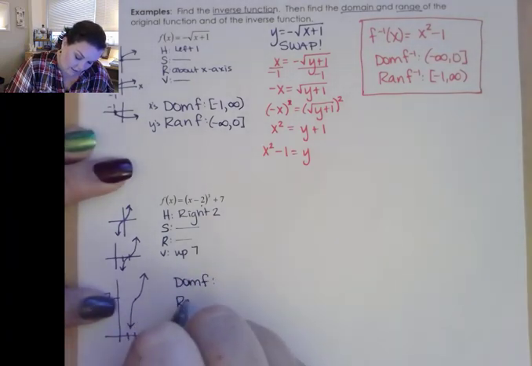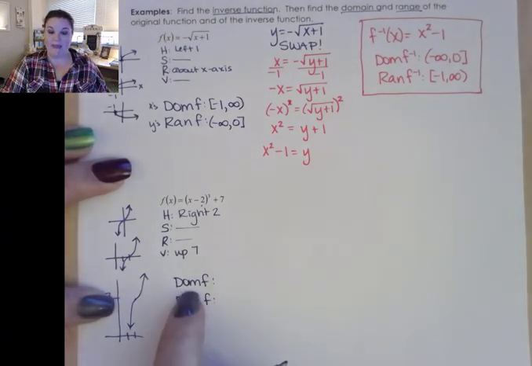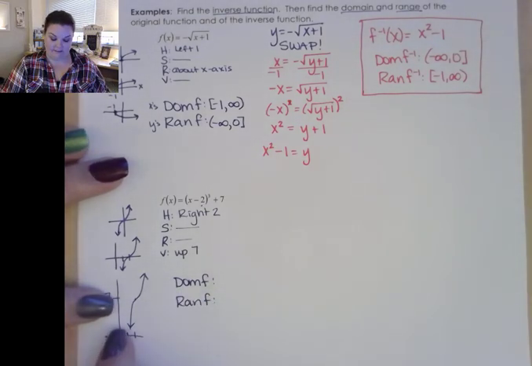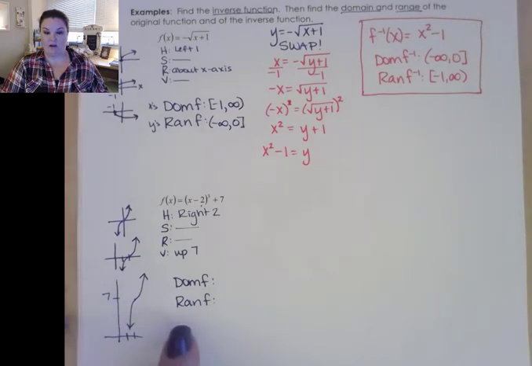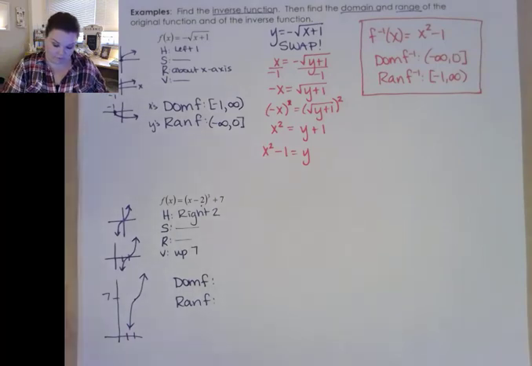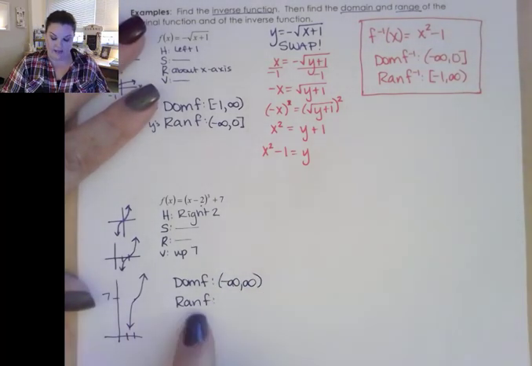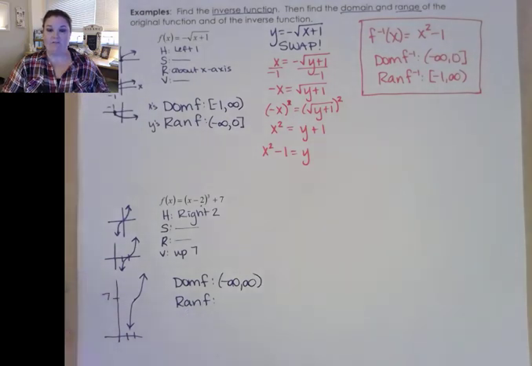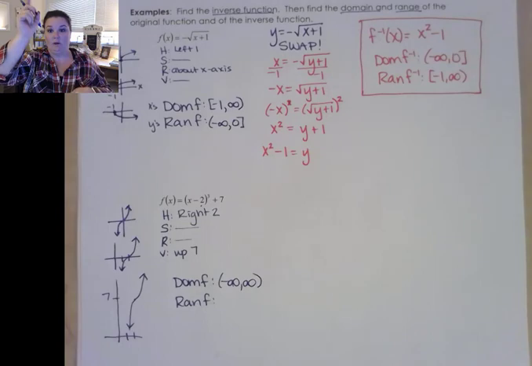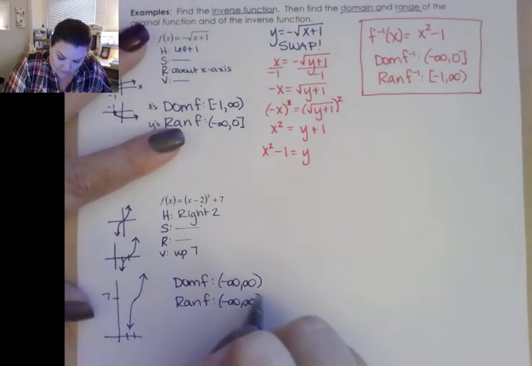So off of this little sketch, I should be able to figure out what my original domain is and my original range. Okay, my original domain is how far is this going to go left and right? Well, the arrows in both directions are going to tell me that it keeps going in both directions. So -infinity to infinity. And my range is how far up and down this function is going to go. So notice it's going to keep going up and down in both directions. So the range is also -infinity to infinity.